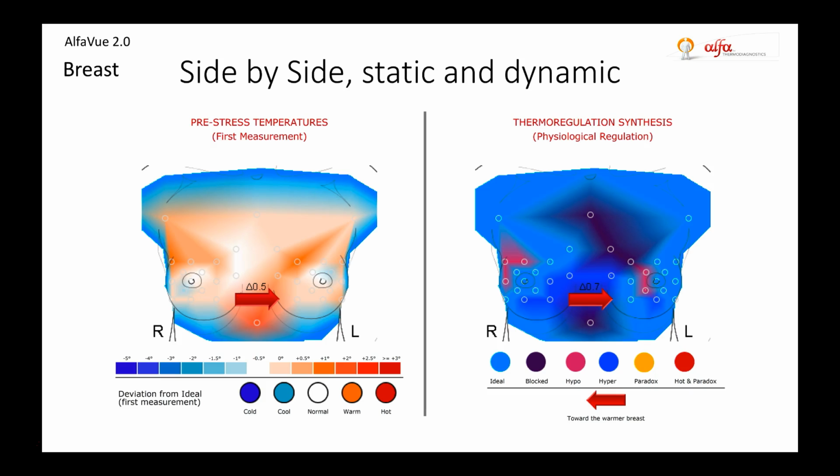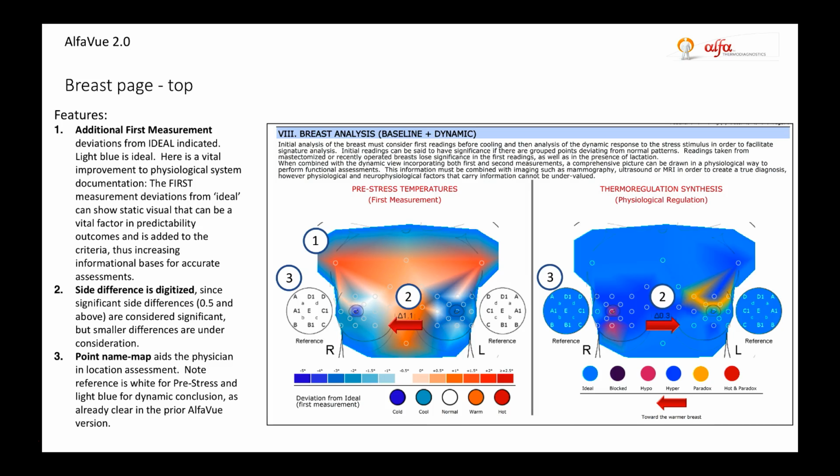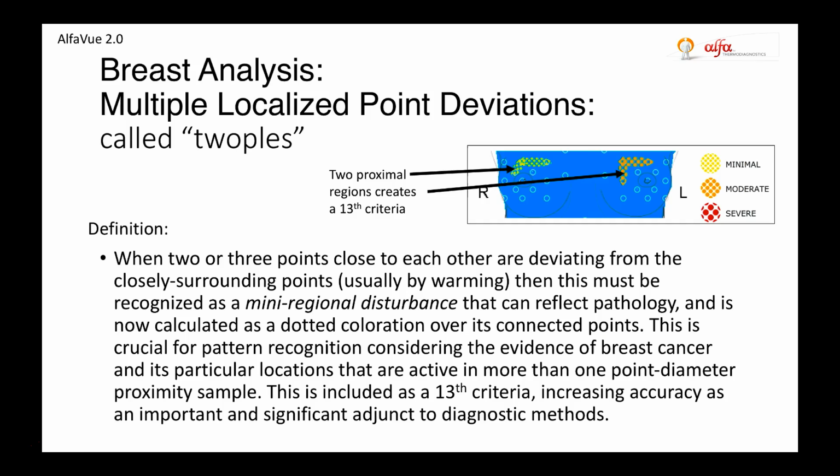So here we also now are indicating the amount of asymmetry between the two sides. Here at first is 0.5. 0.5 is when it starts to be significant. 0.3 and 0.4 are not so significant. And here, we have the first measurement on the left side. That additional first measurement can help us with the breast if we see hot areas or cold areas. And then we have the side difference that's digitized, so we can see how much of a side difference, so we don't have to keep looking back at the chart. And then we have the little map of all the points and where on the breast they relate to.